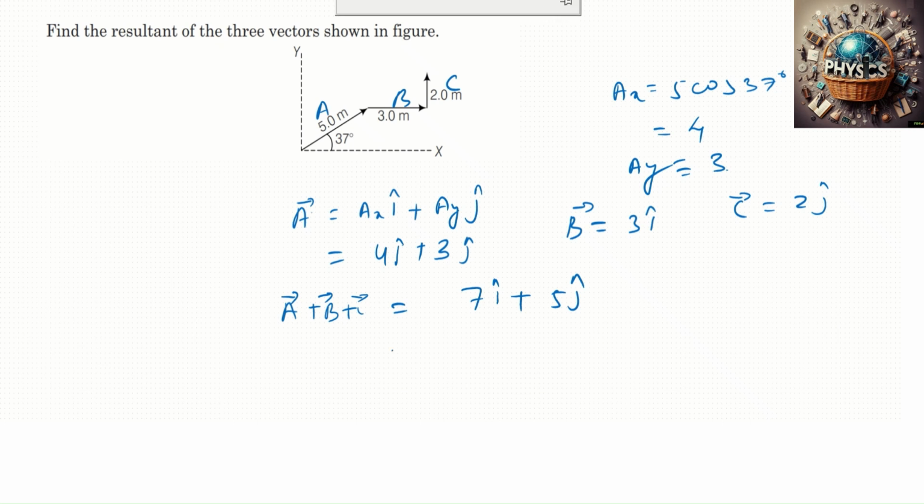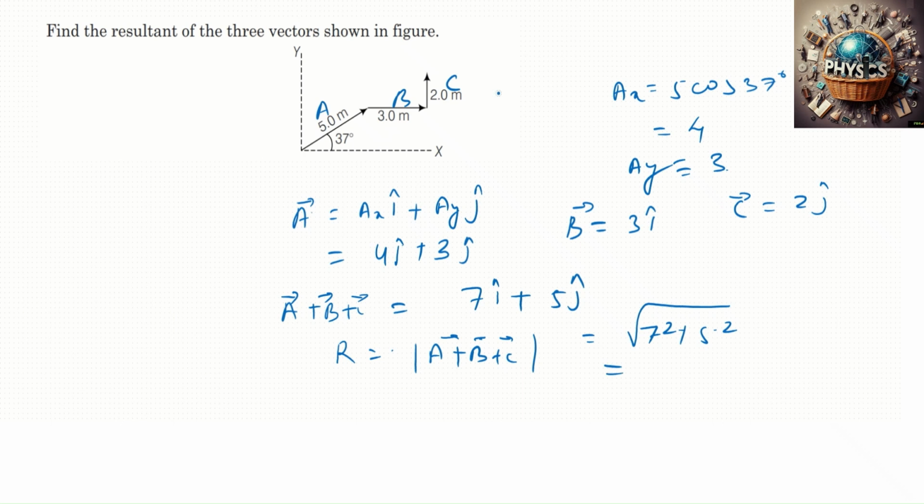So what we need to do is find the resultant. The resultant will be the magnitude of this one, which becomes the square root of 7 square plus 5 square, that is, square root of 49 plus 25. So this is the resultant.